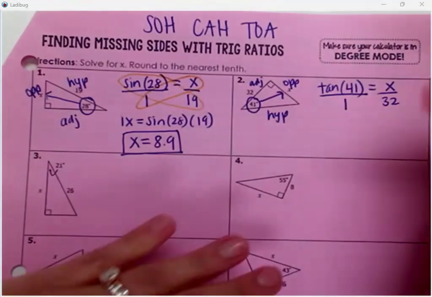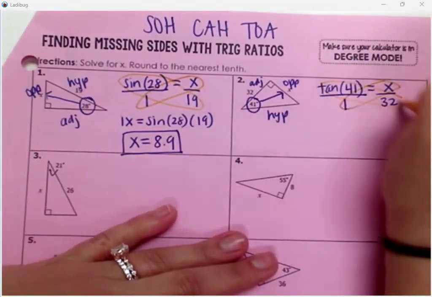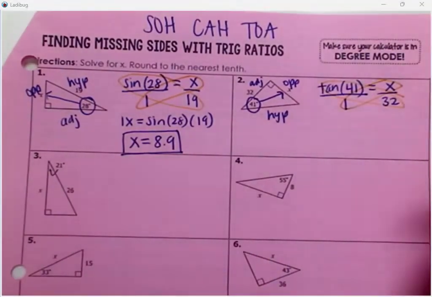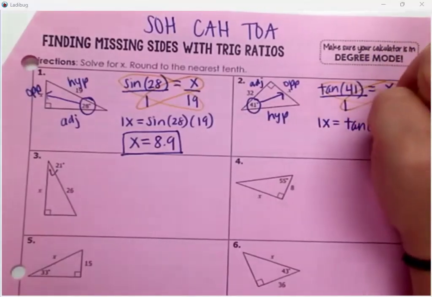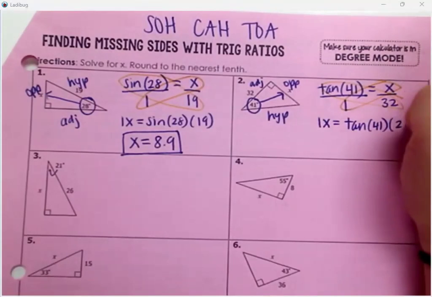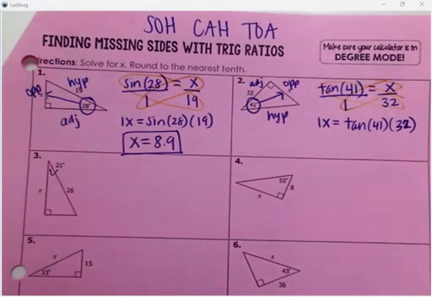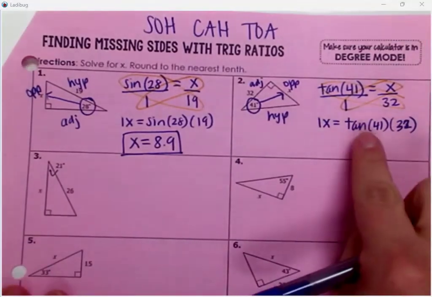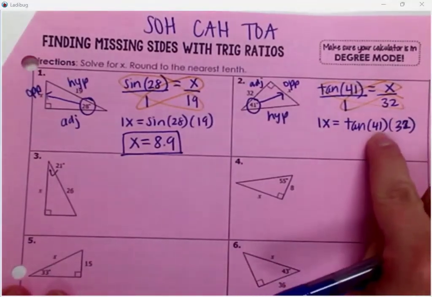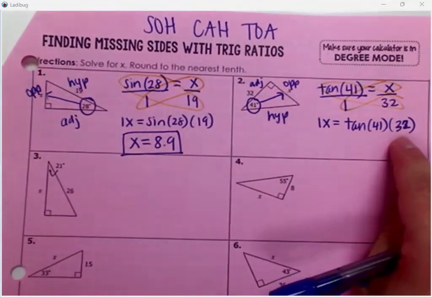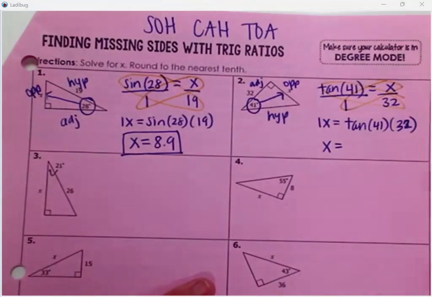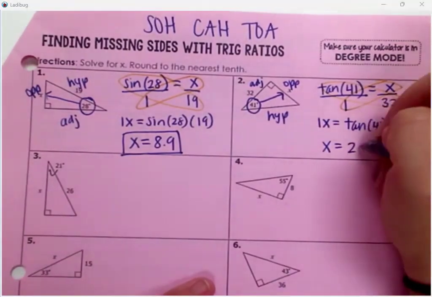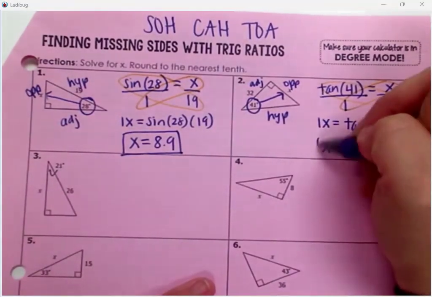And now to solve, we are going to cross multiply. So 1x equals tangent of 41 times 32. In Desmos, you are going to type in tangent of 41 and then times 32. And we're going to round to the nearest tenth, which will give us 27.8. That is correct.